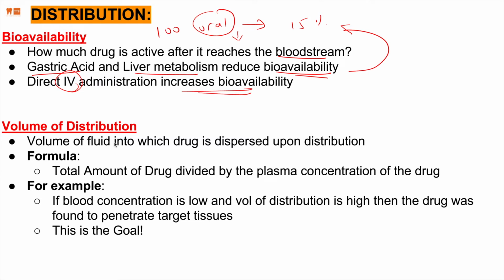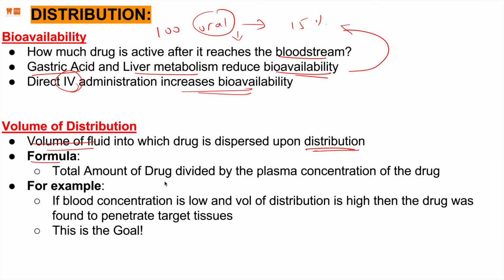Next important concept is volume of distribution. Volume of fluid into which drug is dispersed upon distribution. Well, what does that mean? Well, our body has a lot of fluid, right? Interstitial, intracellular, extracellular. Our body is made up of about 70% water, we say, right? Well, the drug must be dispersed into that fluid upon distribution. That's volume of distribution.